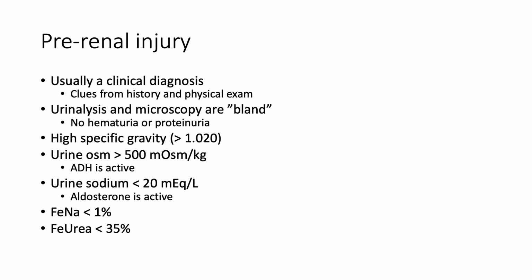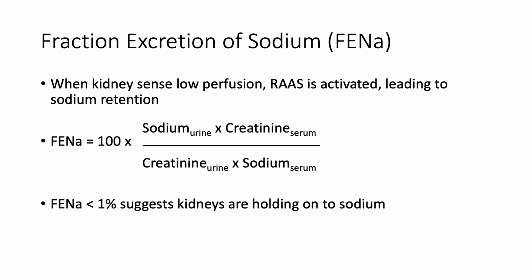And likewise, because aldosterone is very active, you're also going to see very low levels of sodium in the urine because the kidneys are going to hold on to all the sodium that they can. And so if you check a urine sodium in someone with a prerenal injury, you'd expect it to be pretty low, like less than 20. And again, we don't typically measure aldosterone in the setting of kidney injury, but that urine sodium is a good surrogate for aldosterone activity. And then there's something called the fractional excretion of sodium and the fractional excretion of urea, which are also going to be low in prerenal injury. We'll talk more about those on the next slides.